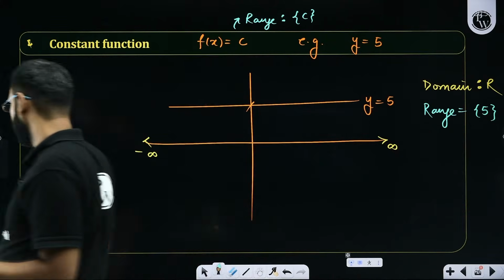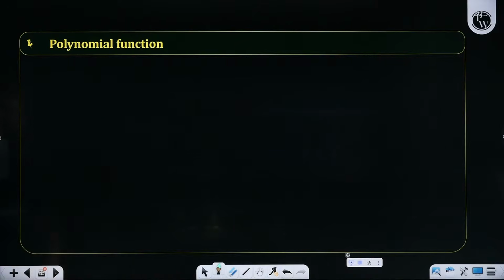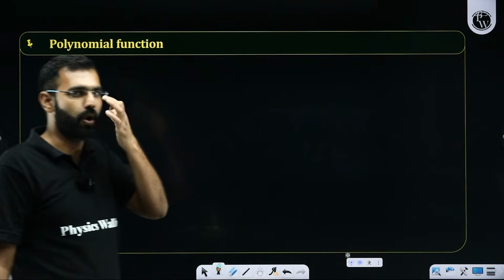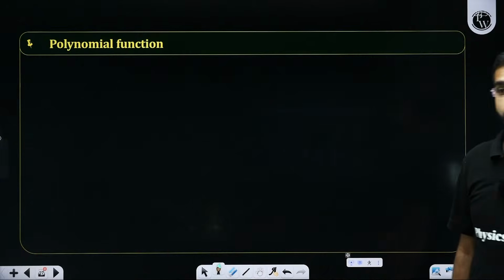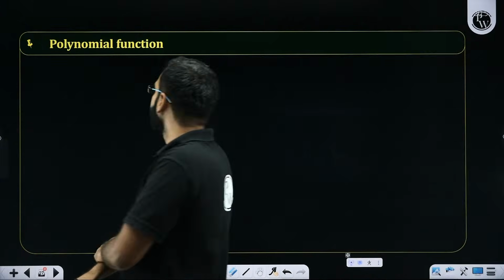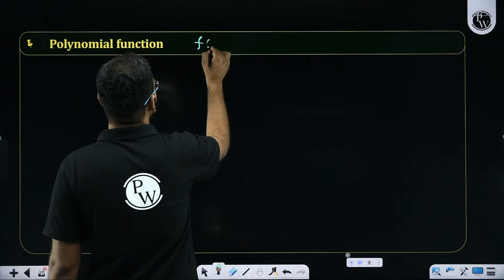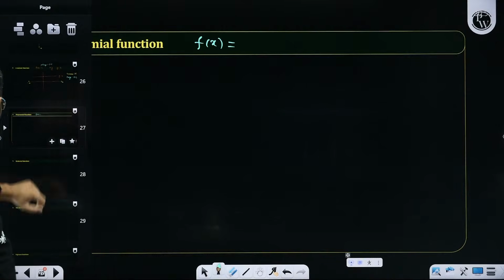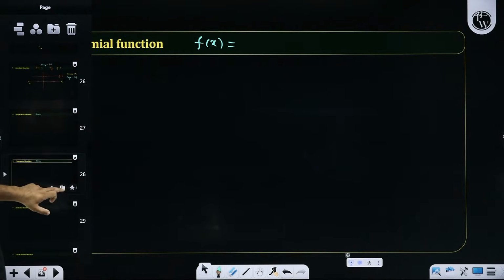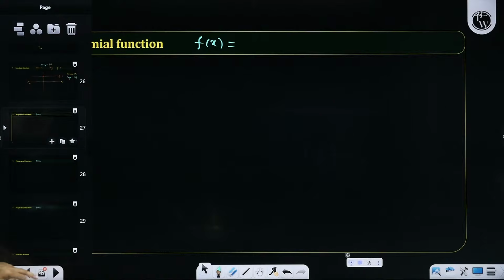Shall I move further from here? If you are able to understand the concept of constant function, shall we now talk about polynomial function? What is the meaning of a polynomial function here? Polynomials, do you understand? I'll explain a few polynomials for you: linear, quadratic, cubic and all. So let me begin with the linear one.